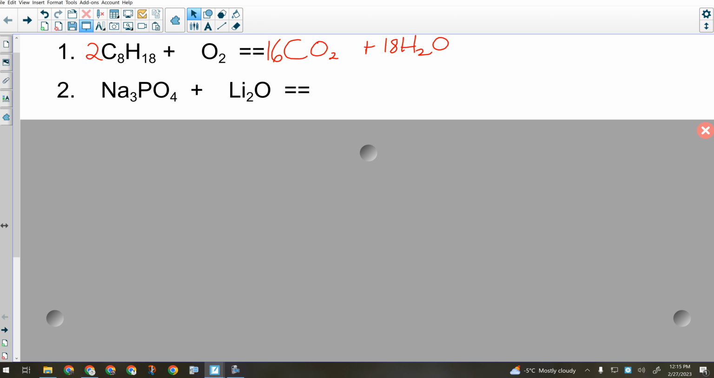And now I have to figure out how many oxygens I've got. So I've got 32 oxygens here: 16 times 2 is 32, plus 18 more is 50. All right, so I've got 50 oxygens in total on the product side. What times 2 will give me 50 over here? 25.